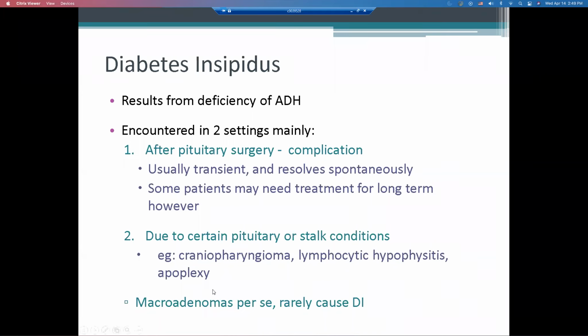Large pituitary tumors, large adenomas in particular, are not commonly a cause for diabetes insipidus. If I see a relatively small tumor, I'll tell you how I use this clinically. If I see a 1 or 2 centimeter lesion in the pituitary, and I see diabetes insipidus, I'm quite confident that this is not an adenoma. It must be something else. It could be craniopharyngioma, it could be meningioma, or any other pathology.